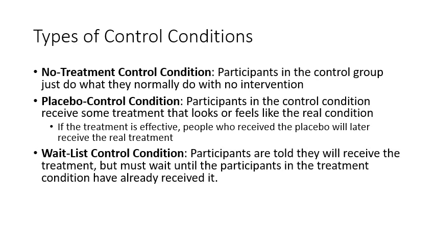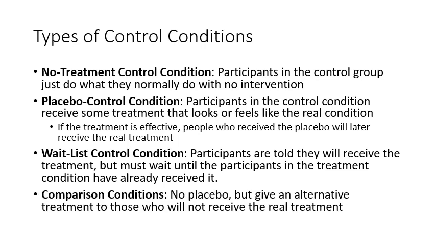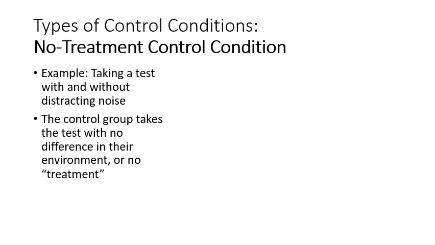There is a waitlist control condition in which participants are told they'll receive the treatment, but they have to wait until the participants in the treatment condition have already received it. And there are comparison conditions in which there's no placebo, but participants are given an alternate treatment to those who received the real treatment. So we'll tease these out just a little bit on the next slides.